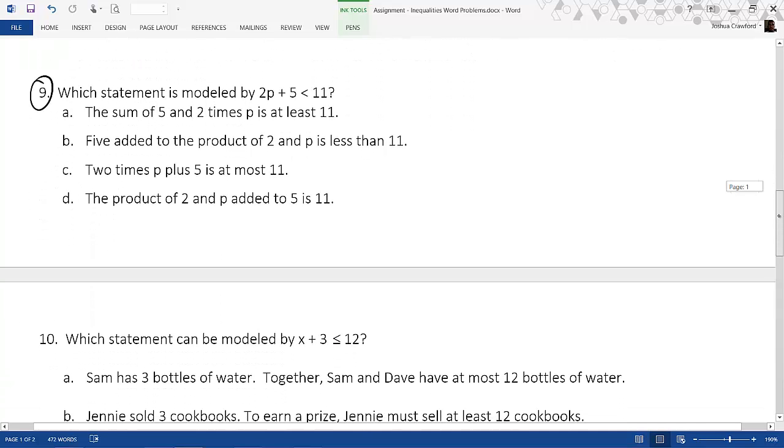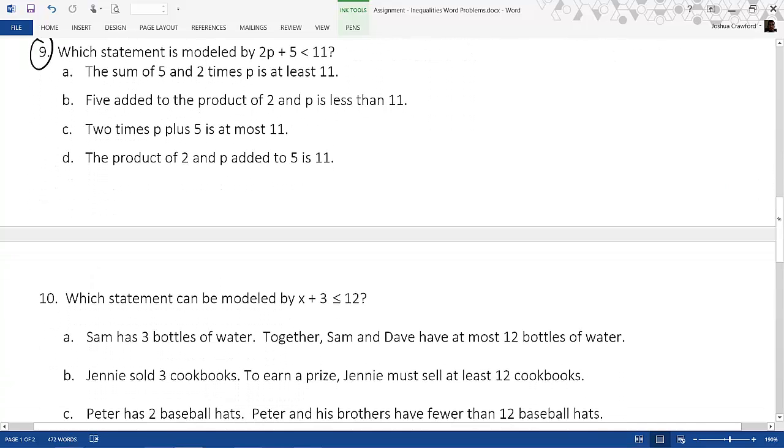Number 9. Which statement is modeled by 2p plus 5 is less than 11? Well, let's go ahead and read. Letter A. The sum of 5 and 2 times p is at least 11. So sum of 5 and 2p. So 5 plus 2p is at least, going to be greater than or equal to 11. That is not the same.